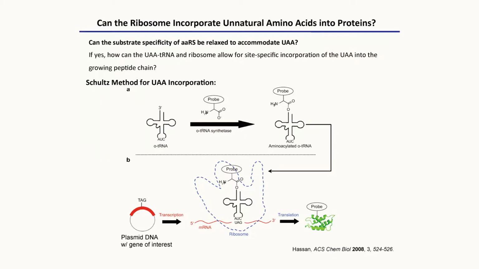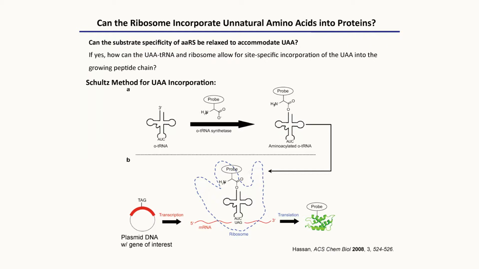So to this question, can the ribosome incorporate unnatural amino acids into proteins? Effectively, what do we need to think about? One, we need to think about relaxing the substrate specificity of the amino-acyl tRNA synthetase to accommodate some unnatural amino acid, right? Somehow that unnatural amino acid needs to get to the ribosome. So if this can be done, and we can make a tRNA that has an unnatural amino acid attached to it, can this amino-acyl tRNA get to the A site and do the work?